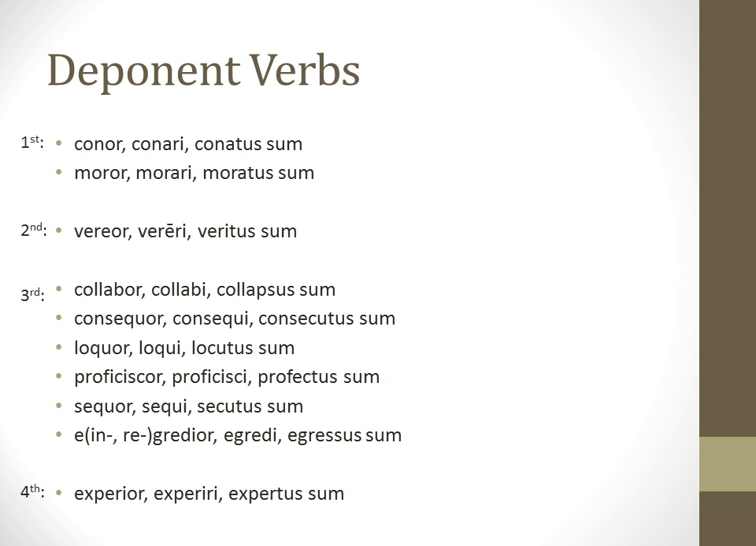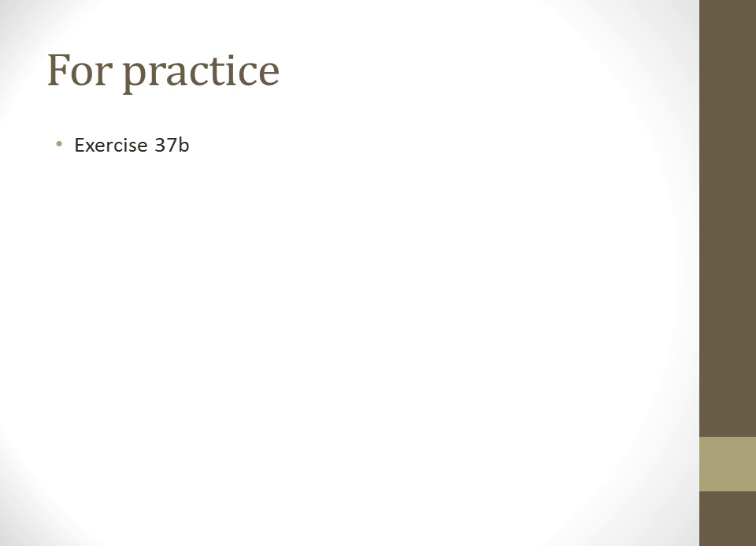We also have a fourth conjugation deponent verb, experior, like we've already said. This means test or try. So once again, I would recommend that you make some flashcards for these and get to know them quickly. For some practice, I would try exercise 37B on page 100. It's going to give you some work with translating different forms into English.